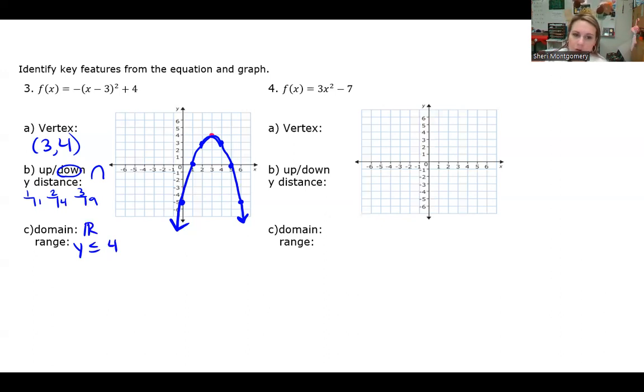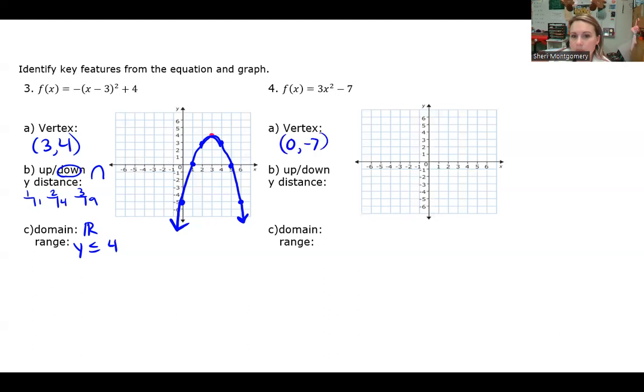For question number 4, what is the vertex? Very close. So are there parentheses? No. So then what is in parentheses if there isn't even any parentheses? 0. So if you don't see parentheses, the X value is 0. The H value is 0. So 0, -7.